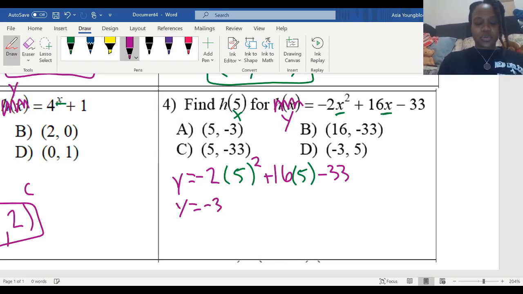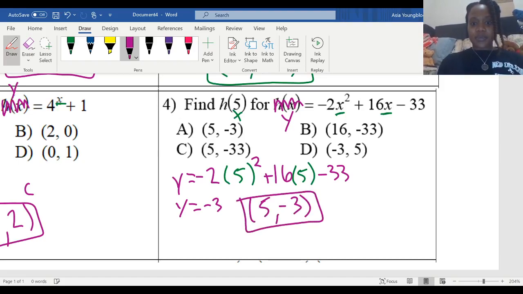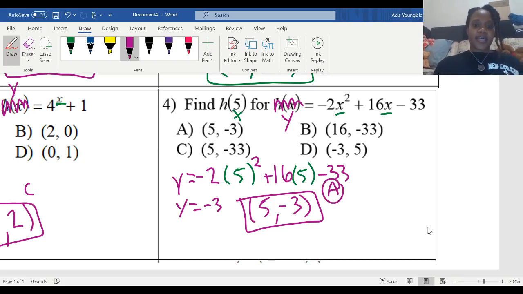So our final answer, or our ordered pair for this problem, is going to be the x value, which is 5, comma the y value, which is -3. And that is going to be A. Okay, so that's 3 and 4. Make sure you're doing your reflections.